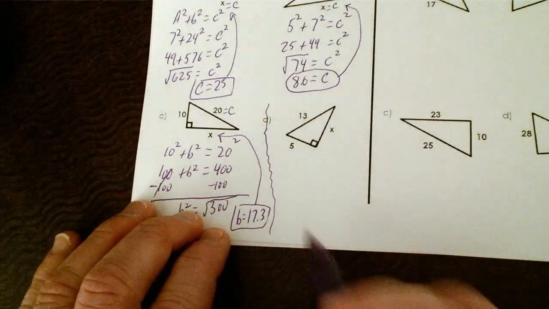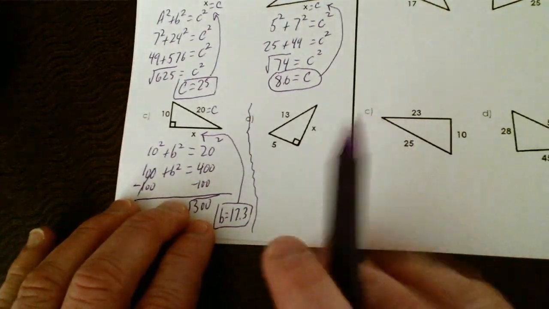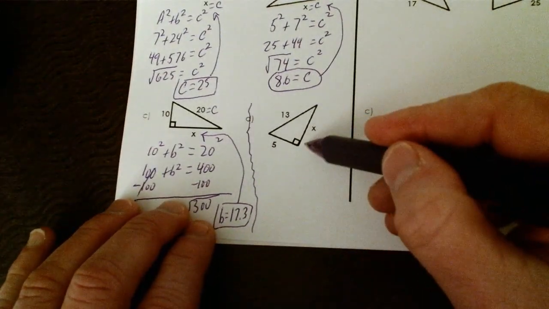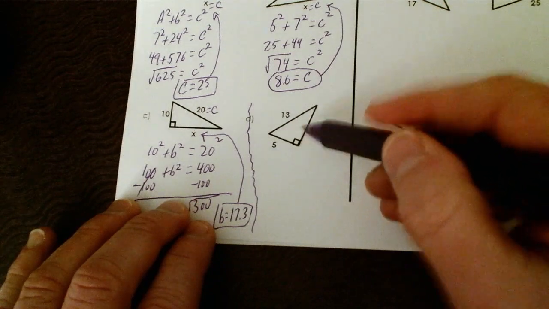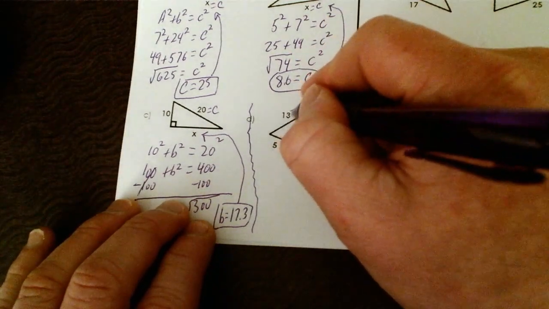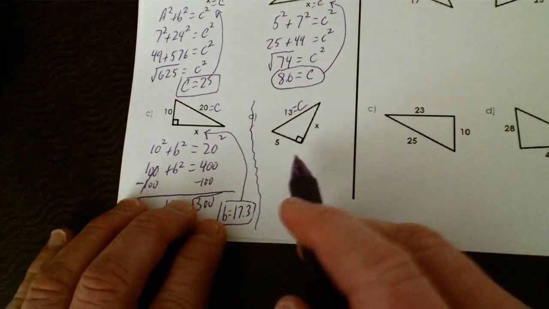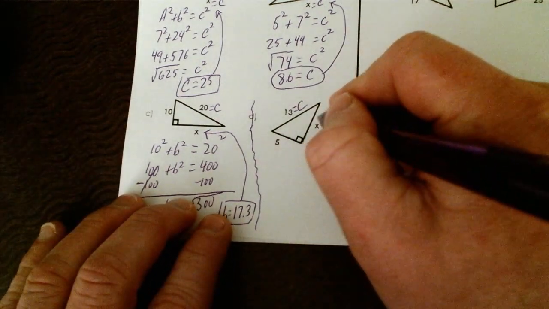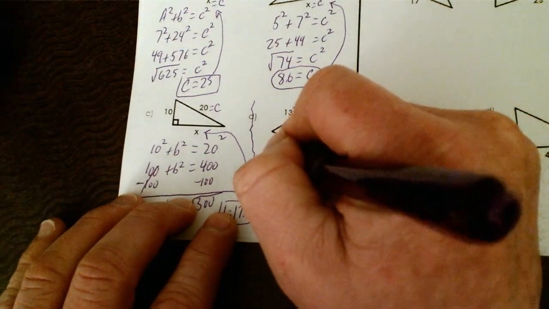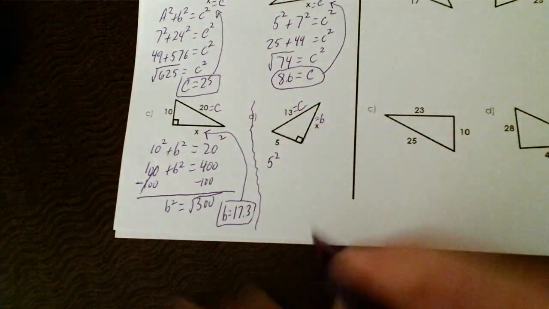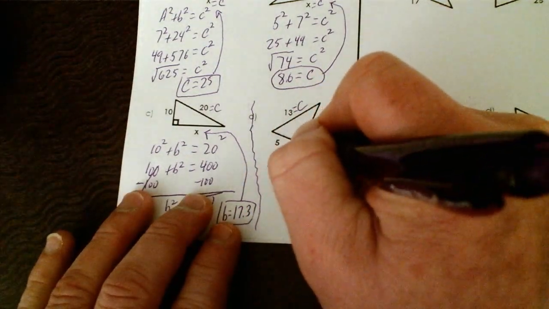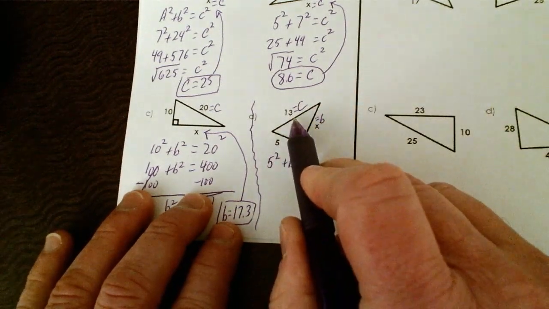Let's look at the last one. This one's kind of slanted, but you're missing this base again. This is your C, so you are given the C. I'm going to say this is B. We're missing B. So let's plug it in. A is my 5. I'm missing the B squared, and my C is 13.